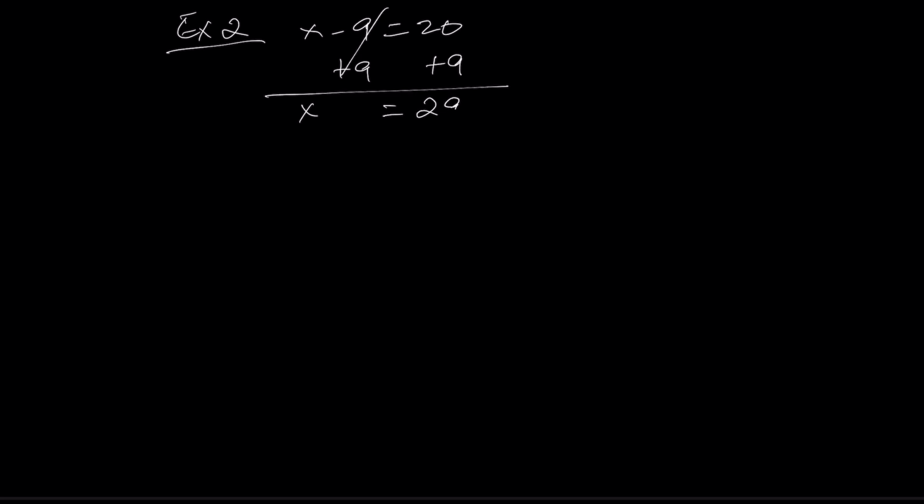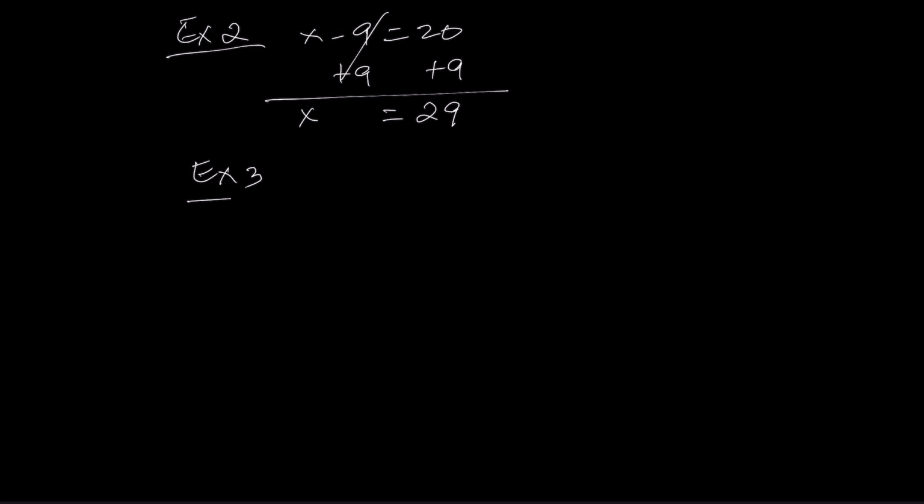Example 2. X minus 9 equals 20. To undo the minus 9, add 9. X equals 20 plus 9, x equals 29.